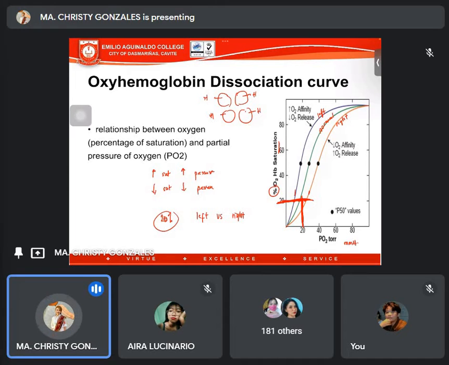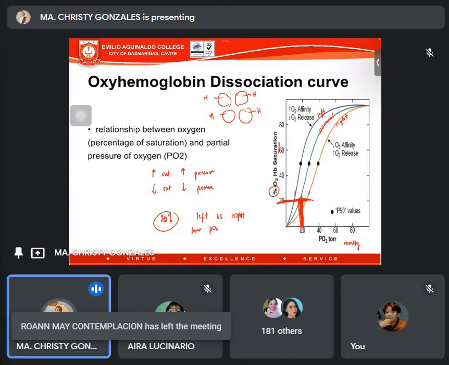Okay? So, compare natin si left versus right. Ang basis natin is si normal curve. At 20% saturation, your left curve has lower partial pressure compared to right. Bakit ma'am? Titingnan natin to ha. Ito yung basis natin, 20. Asaan ang partial pressure ng right natin? Asaan ang partial pressure ng left natin?